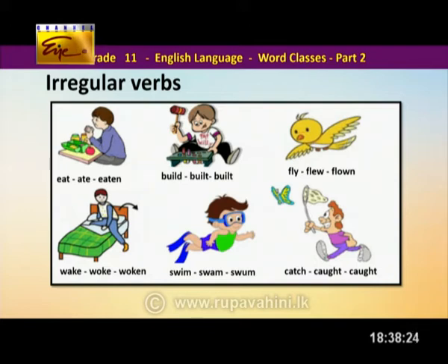That is right. We have given you all three forms now. Present tense, eat. Past tense, ate. And the past participle is eaten. So you can see a difference between the root word and the past form as well. Those are irregular verbs. Build, built. Fly, flew, flown. Fly, flew. Not flied, that's wrong, right?